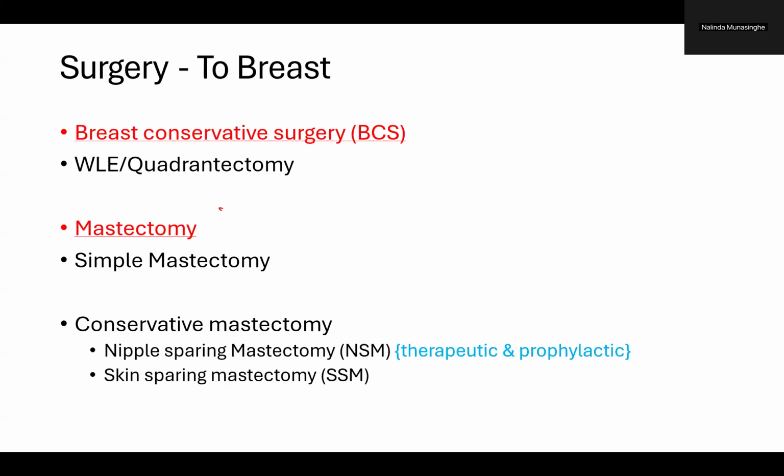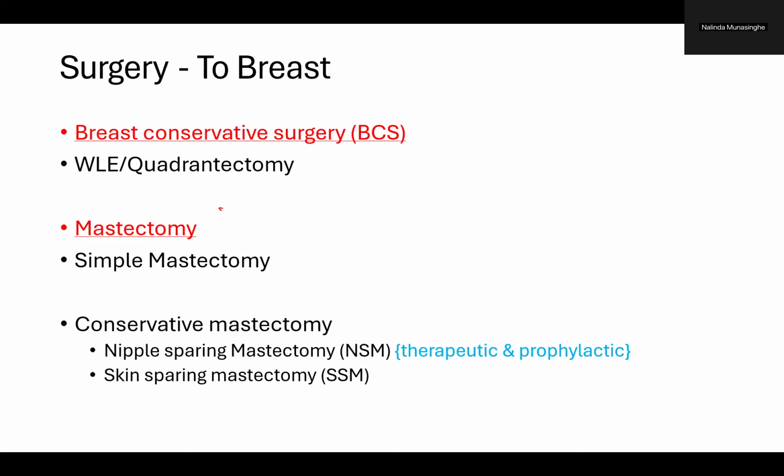When you're talking about surgery in breast cancer, it has two components. What is the surgery that you are going to do to the breast? Next, what is the surgery that you are going to do to the axilla? If we concentrate on the surgical options for the breast, first comes breast conservative surgery.